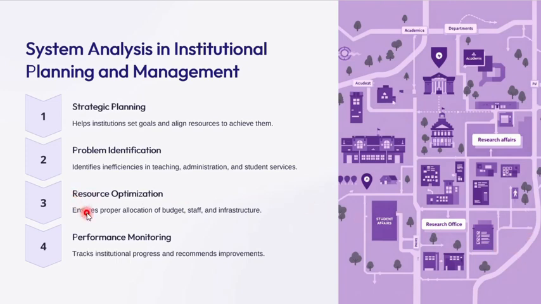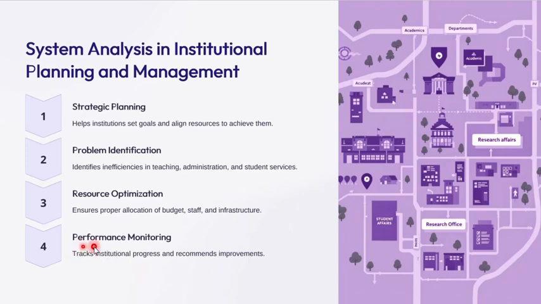The third one is resource optimization. It ensures proper allocation of budget, staff, and infrastructure. Another example for this is when we use a system analysis to determine the most cost-effective way to improve laboratory facilities.